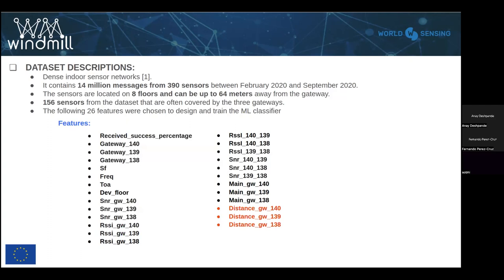And the distance: when they installed the sensors, they calculated the distance to each gateway. Now, our main objective is to have a classifier. Every time I receive a packet, without looking at its ID and before consuming this packet, I want to know what the source of this packet is. Is it one of my nodes within my network or not?